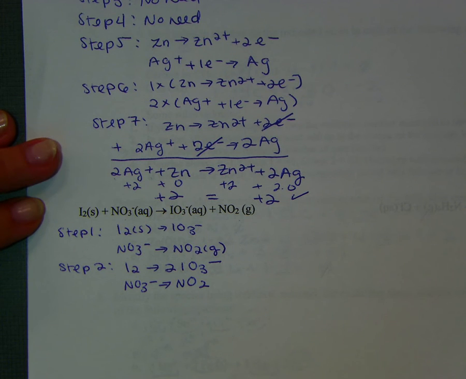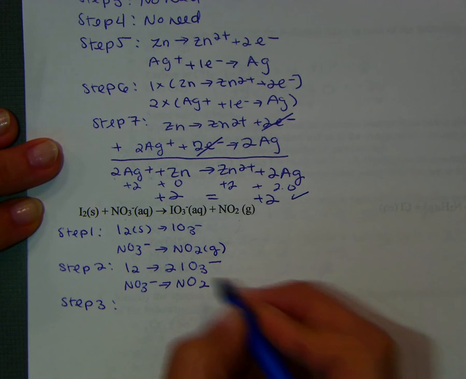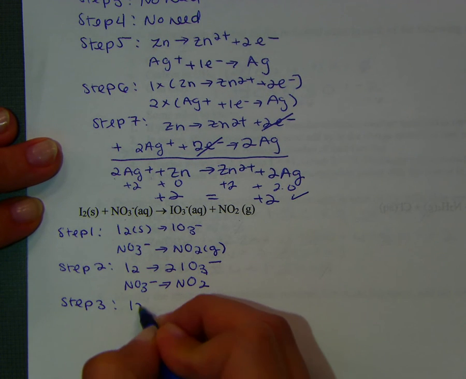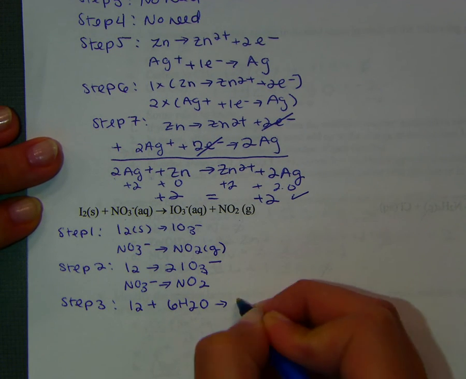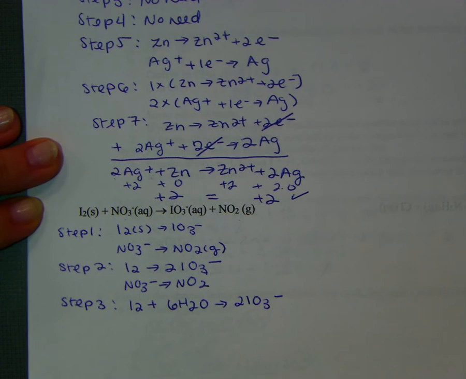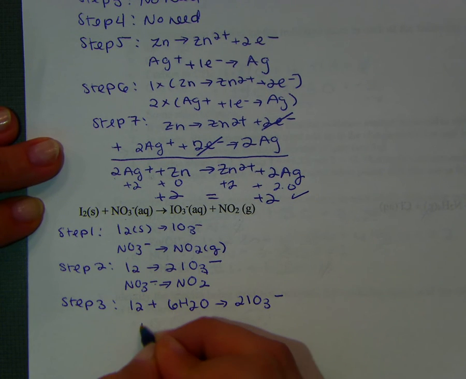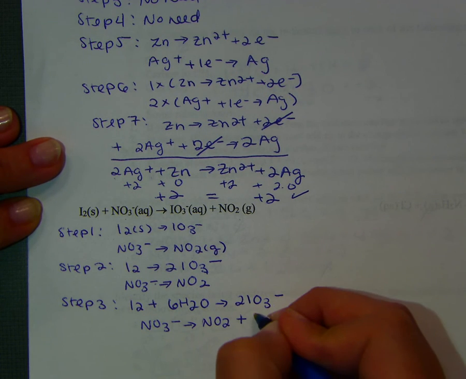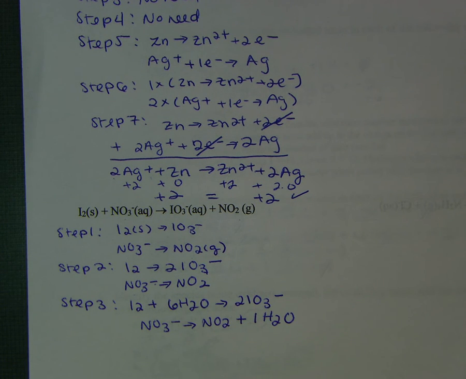Okay, step 3, balance your oxygens. So first we're going to balance the oxygens by adding in water. First things first, I see I've got 6 oxygens in that iodine reaction. So I'm going to have I2 plus 6 H2Os is to 2 IO3 minuses. Here I have an NO3 minus is to an NO2 minus. And so I know I'm going to have NO3 minus is to NO2 plus 1 H2O. Great. So far, we're off to an okay start.